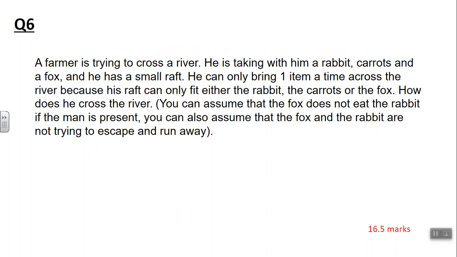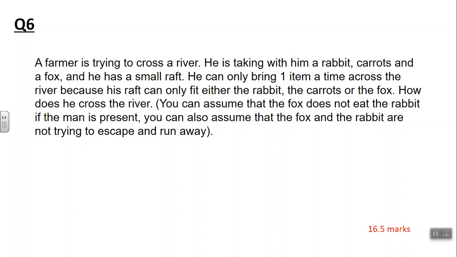Number 6. A farmer is trying to cross a river. He is taking with him a rabbit, carrots, and a fox, and he has a small raft. He can only bring one item at a time across the river because his raft can only fit either the rabbit, the carrots, or the fox. How does he cross the river? So you can assume that the fox does not eat the rabbit if the man is present. You can also assume that the fox and the rabbit are not trying to escape and run away.